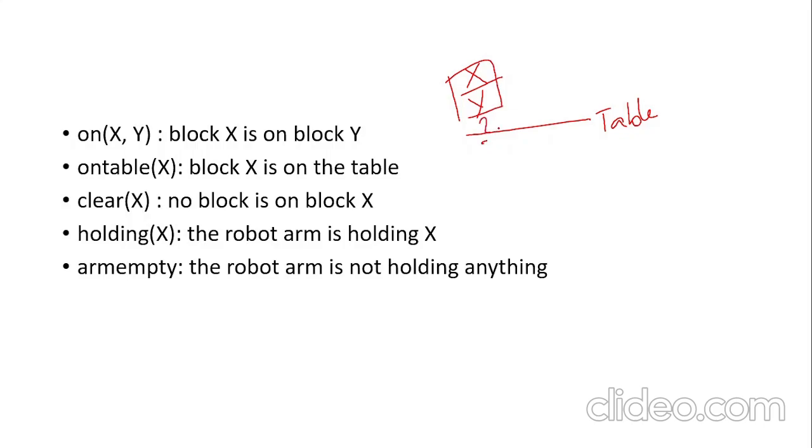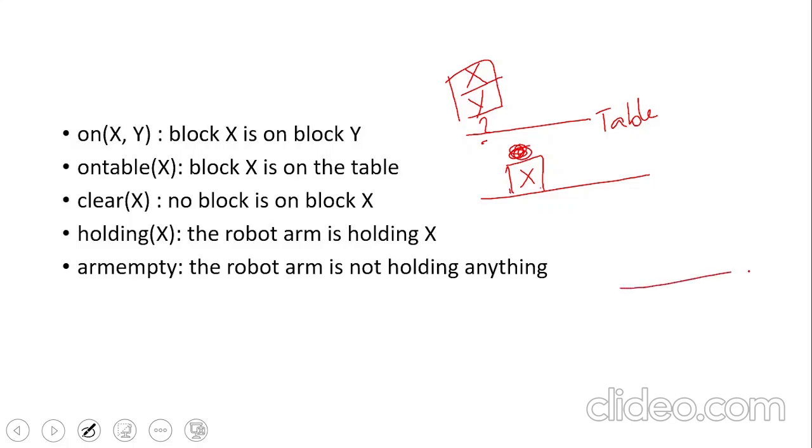On table x means block x is on the table. So if I say on table x, then this is, so it is on the table x. Clear x means now you see we are not having any block on the x. This is clear. Okay, so this is the clear x.